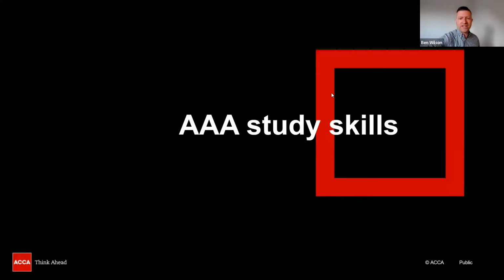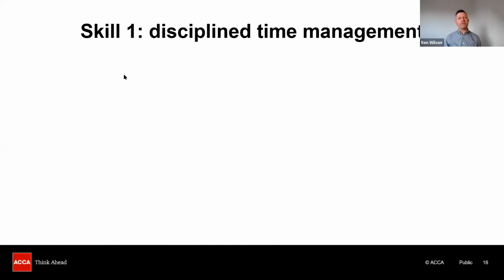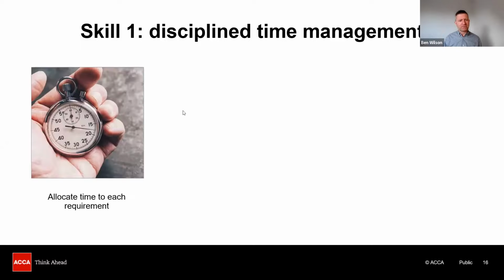Okay, some study skills then. So my first one is around time management. This exam is incredibly time pressured. The scenarios are really long and you've got lots of requirements to get through. There's so much to do and so little time. So how can we improve our time management skills?